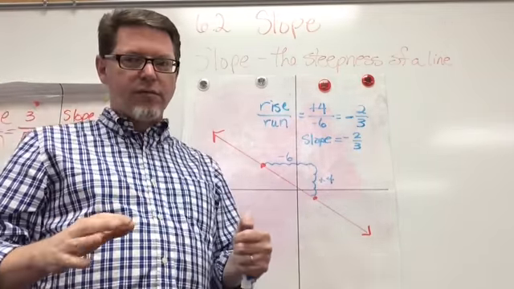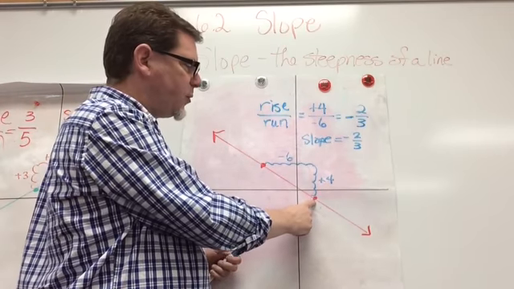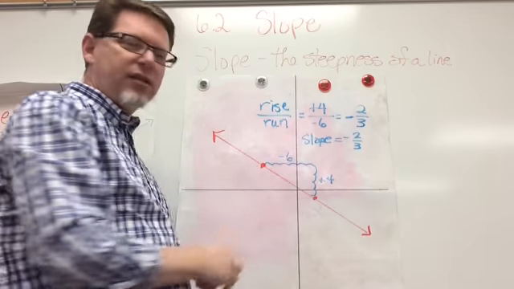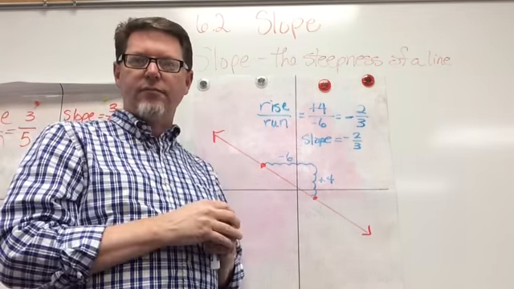Again, you don't have to, but I strongly suggest that you start at the lowest point, go up 4 to the left 6 to get to the next point on my line, and that's my rise over run.